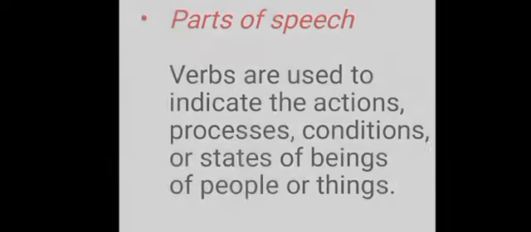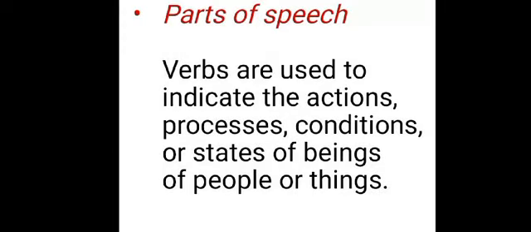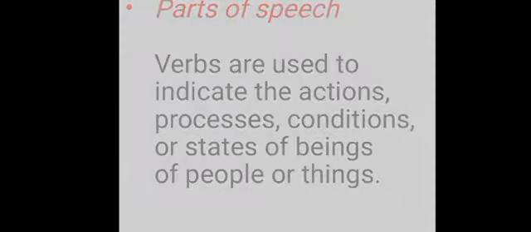So before discussing primary auxiliary verbs, let's discuss verbs, the definition of verbs basically, right? So verbs are basically parts of speech and they are used to express or indicate the actions done by noun or pronoun or the subject in a sentence. They also describe processes being taken out. They also represent the conditions or states of beings of people or things.